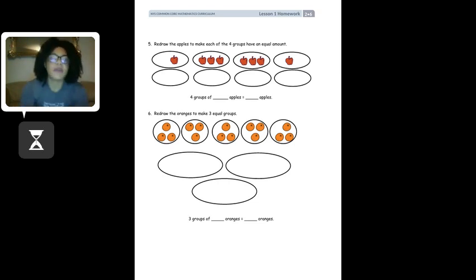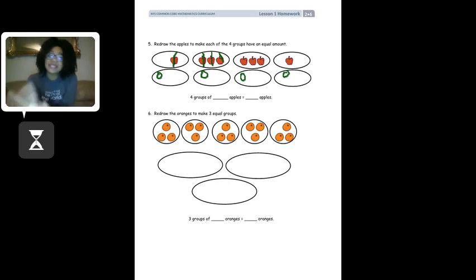So for my first one, I'm going to cross out this apple and put it in my first basket. So that's 1 apple in the first basket. Then I'm going to take the second apple and put it in the second basket. And then I'm going to take another apple and put it in the third basket, and then I'm going to take this apple and put it in my last basket. So right now each basket has the same number of apples. It has 1 apple in each basket.